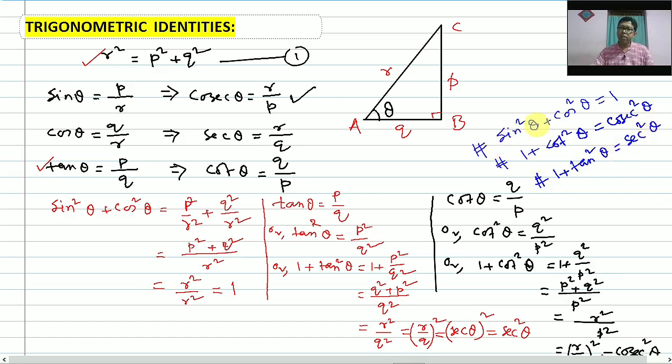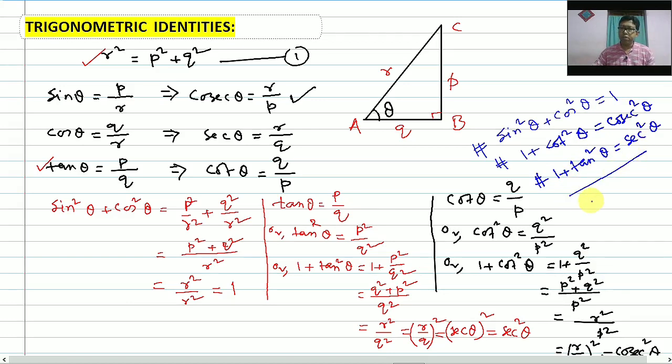Again, sin square theta plus cos square theta is equal to 1. Next, 1 plus cot square theta is equal to cosec square theta, and 1 plus tan square theta is equal to sec square theta. You may arrange in this way also: sec square theta minus tan square theta is equal to 1, or cosec square theta minus cot square theta is equal to 1. Or you may arrange in different ways. Say sin square theta is equal to 1 minus cos square theta, or cos square theta is equal to 1 minus sin square theta. From the second one also, cot square theta is equal to cosec square theta minus 1. From the third one, tan square theta is equal to sec square theta minus 1. According to your need, you may use these 3 identities in different ways.